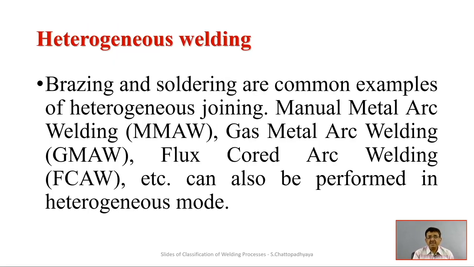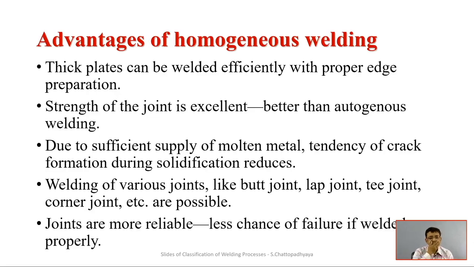Heterogeneous welding, brazing and soldering are common examples. Manual metal arc welding, gas metal arc welding and flux core arc welding can be performed in heterogeneous mode if the filler materials are metallurgically different from that of the structures.